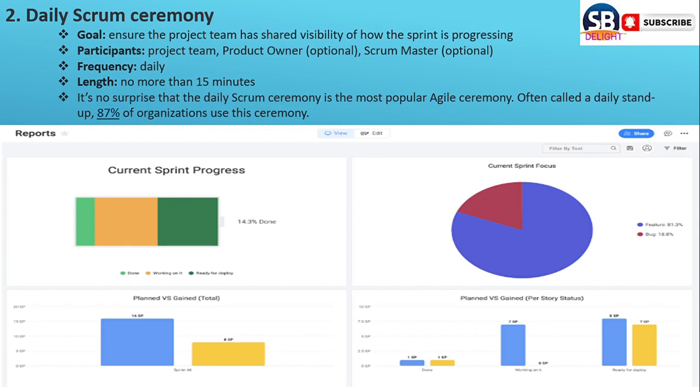This is the report: current sprint progress is 14.3% done, and the remaining is pending. Planning versus gained total, and the sprint duration, all of that. Let's see the current sprint focus, future and current. Planning versus gained for story status. This is what they will show in the diagram, how the work is pending. The system will show it like this.